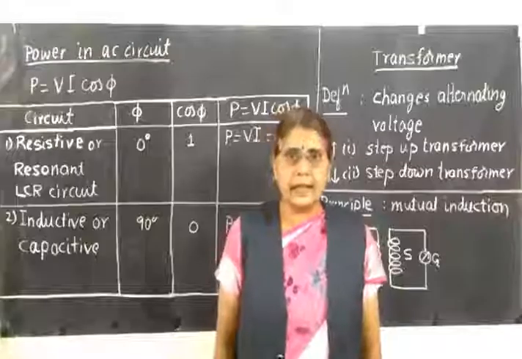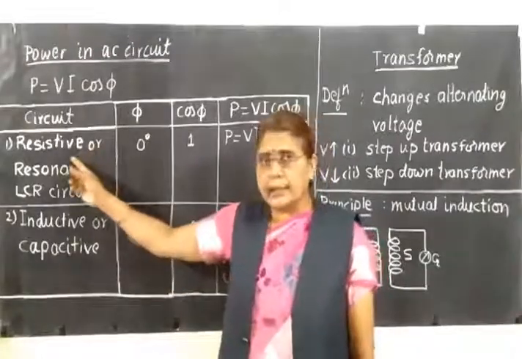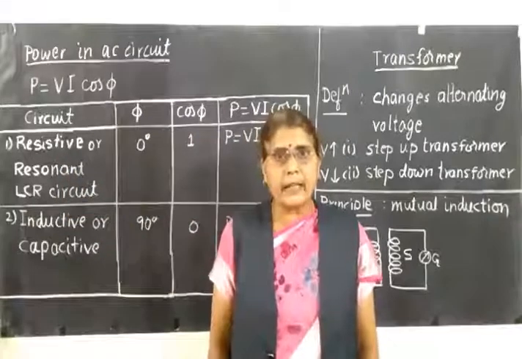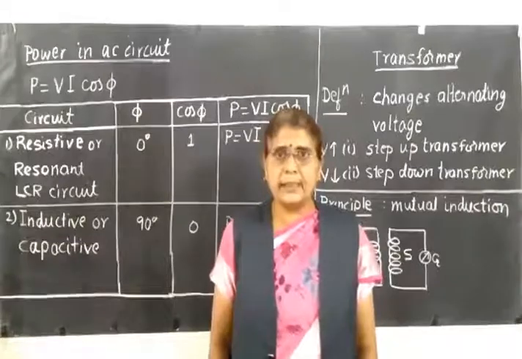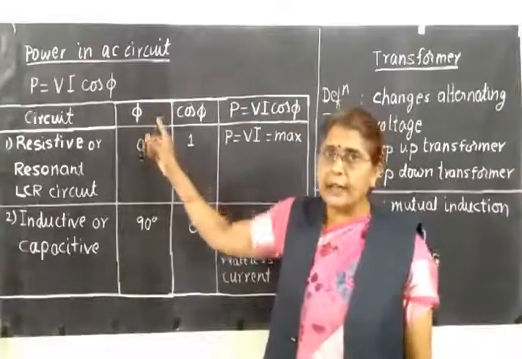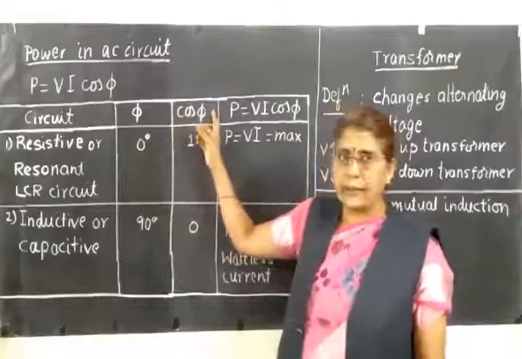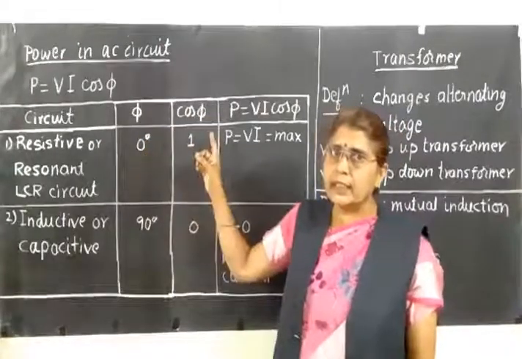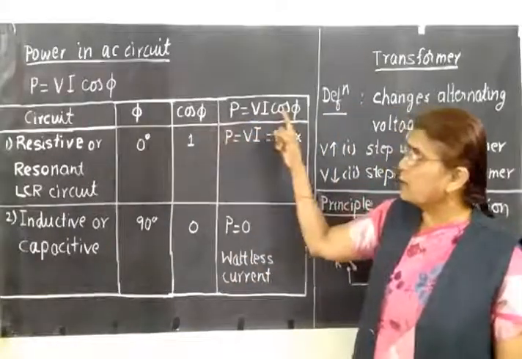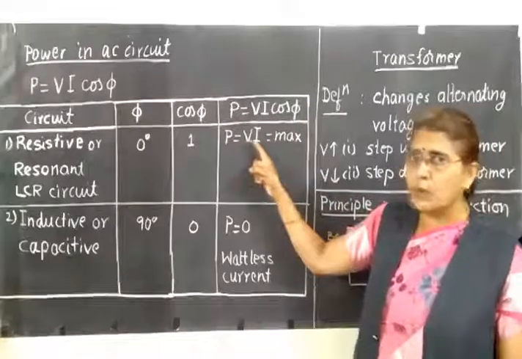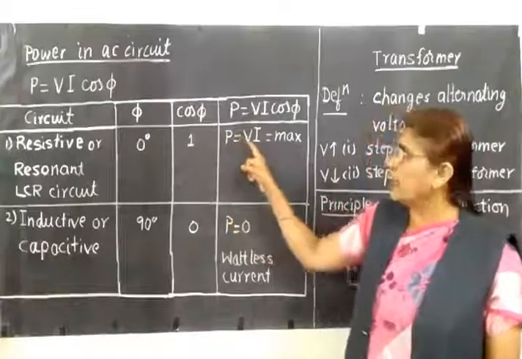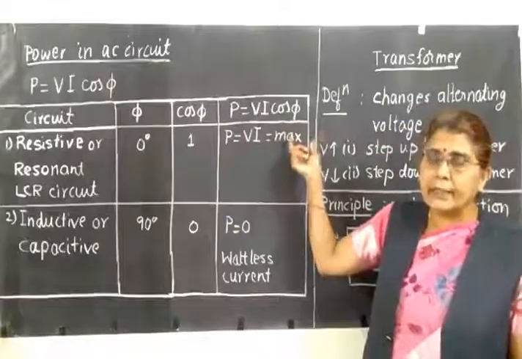We have seen that in a resistive circuit, or an LCR circuit at resonance, voltage and current are in the same phase. That is, there is no phase difference between voltage and current. So what is the value of phi? It is 0 degrees. Cos of phi will be cos of 0 degrees, and cos 0 equals 1. So what is the value of power? Put cos phi equals 1. Power is equal to V into I. Because the maximum value of cos phi is 1, here P equals VI is nothing but the maximum value of power.